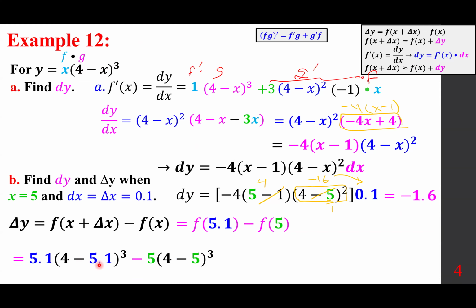This one, 4 minus 5.1, negative 1.1, you have to raise it to the power of 3. You can do it by hand or a calculator. And this one is easy to calculate. 4 minus 5, negative 1 cubed is negative 1, times negative 5. Okay. So we have negative 6.7881 minus 5, or plus 5. We get negative 1.7881. The purpose of this is to show evaluation of dy is easier than evaluation of delta y. As you can see, the two are fairly close. That's why a lot of times this will approximate delta y because it's easier to evaluate.